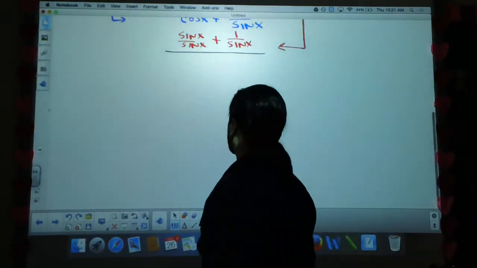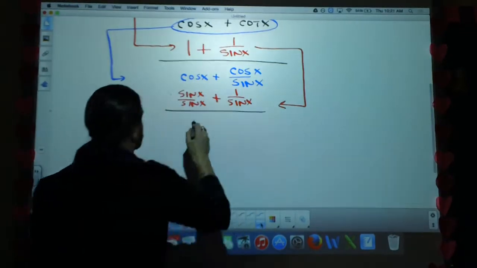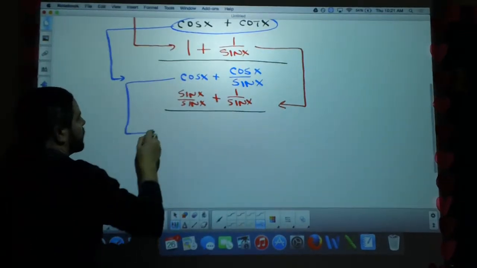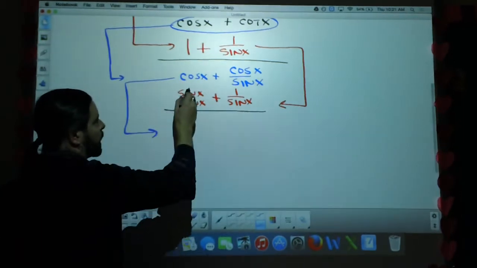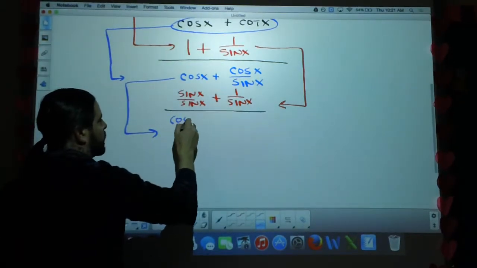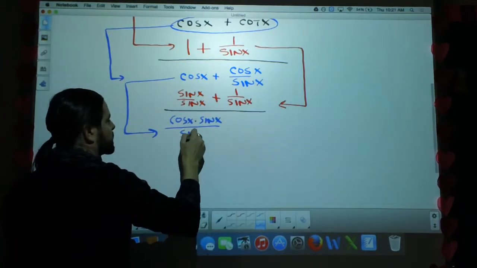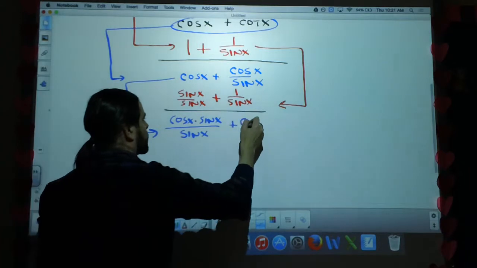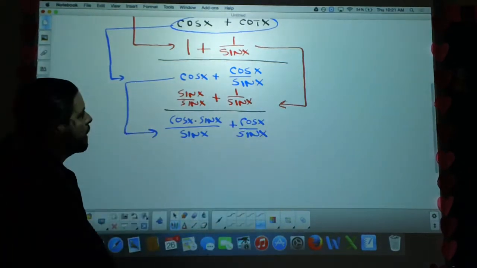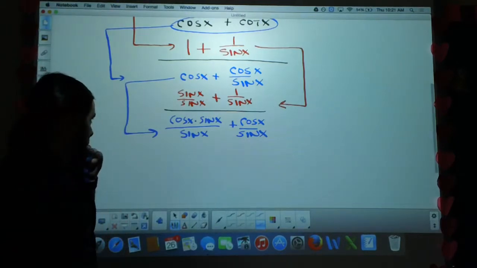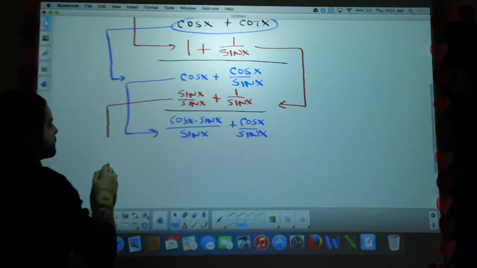Then I'm going to change the blue one here. I would need a common denominator for that, so I would have to multiply this side by sine x over sine x. Check it out. All right, now we have fractions we can add together. So I will add these fractions together.